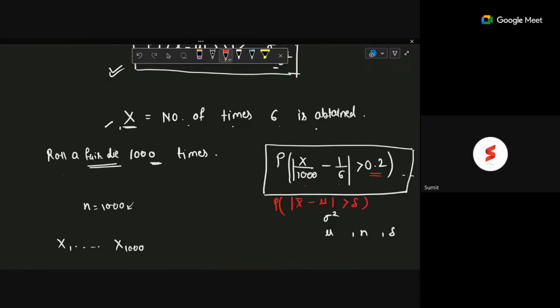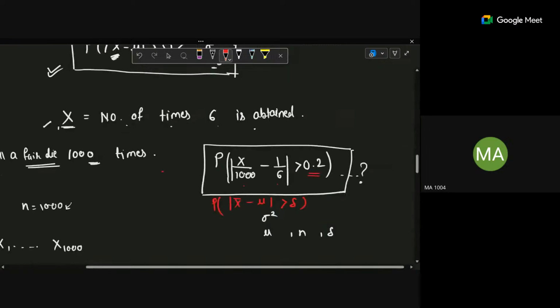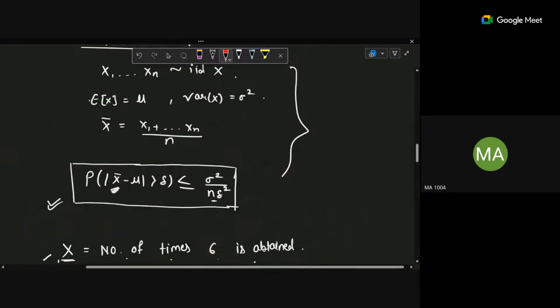They have given this much information in the question, in the boxed part. But we were confirming whether it's a sample mean or not, whether it's mu or not, whether it's delta or not. Because to apply this inequality, we need our xi to be independent and identically distributed random variables whose mean is mu and variance is sigma square, and the sample mean is given like that. Then only we can use this inequality.